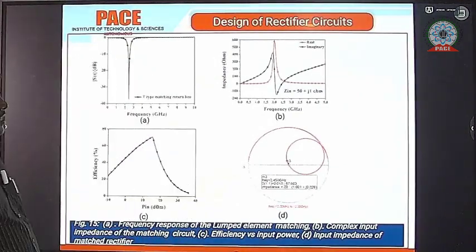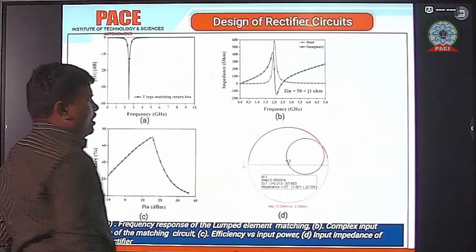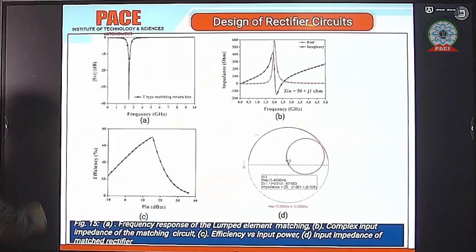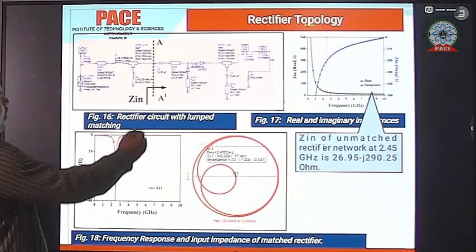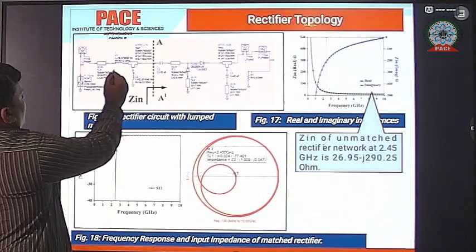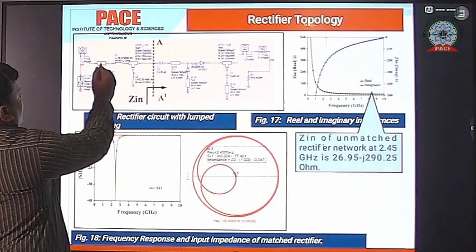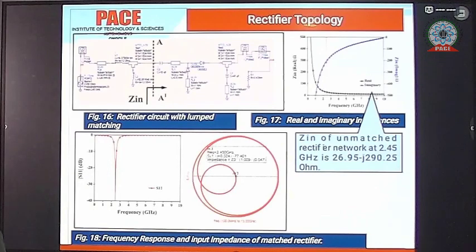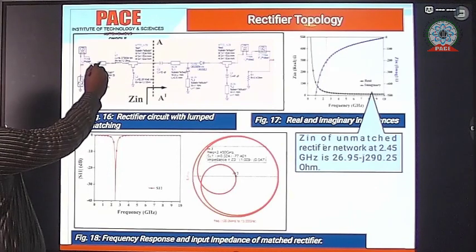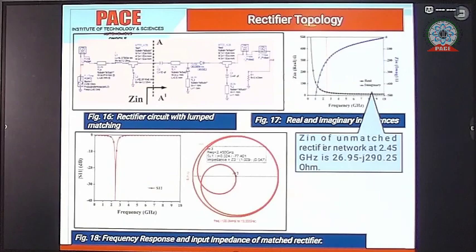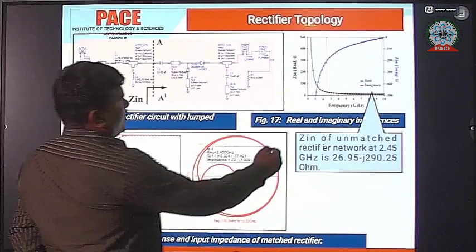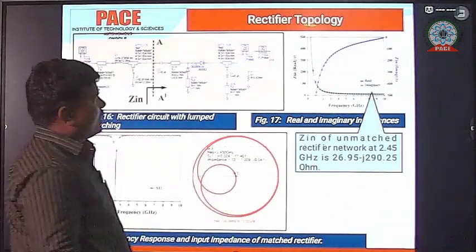Next, this is another rectifier circuit. Here we are using a parallel inductor and a series inductor, with a quarter wave transmission line. Consider 2.45 gigahertz: the black line, the real part of the impedance, is almost 50 ohm.